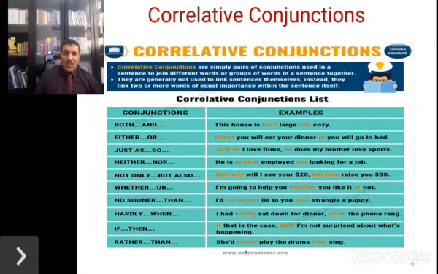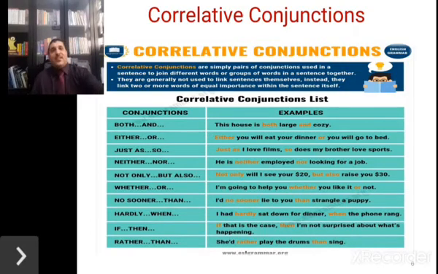Okay. Rather than. She'd rather play the drums than sing. She would rather play the drums than sing. So, another example, I would rather play football than hockey or badminton or tennis or something like this. I would rather play football than tennis. Okay, because here he's talking about drumming.